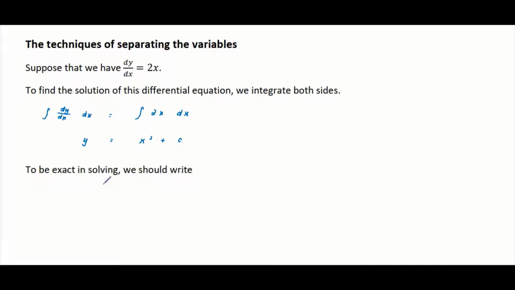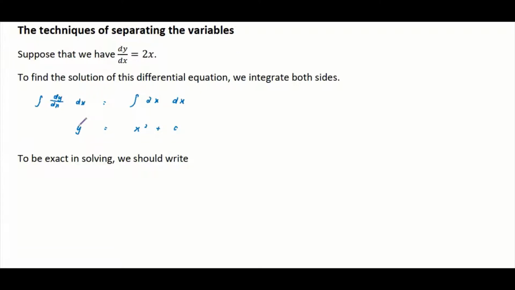But to be exact in the solving, what are the steps that actually happen in between? We know that 2x becomes x squared because we integrate it with respect to x. For this term, we are integrating dy/dx with respect to x, but how come it becomes y? So to be exact in solving, what actually happened?